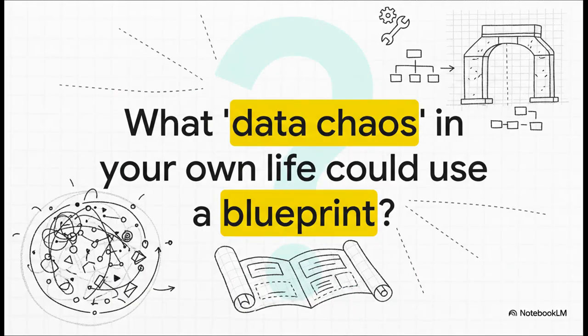So the next time you use an app that just works perfectly, remember that invisible blueprint holding it all together. It's a pretty powerful reminder that structure is what brings clarity out of chaos. Which leaves me with one final question for you. What messy corner of your own life, what little bit of data chaos could use a well-designed blueprint?